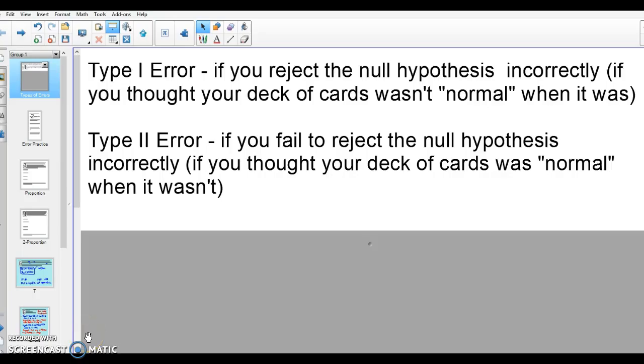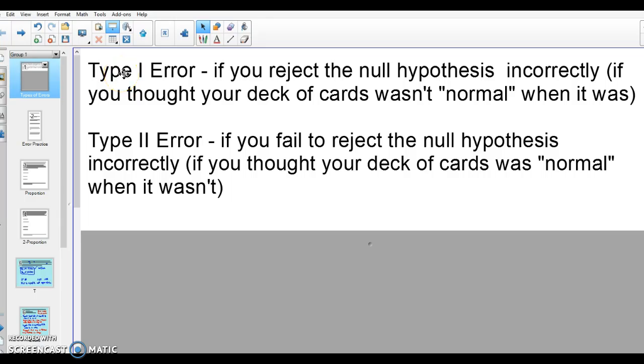For our last topic of this chapter, we're going to talk about making errors, or we've already made the errors, I guess, but describing what they would look like or what the consequences of them would be. Because we're making a decision, we could have made the wrong decision, is basically the idea behind this concept.